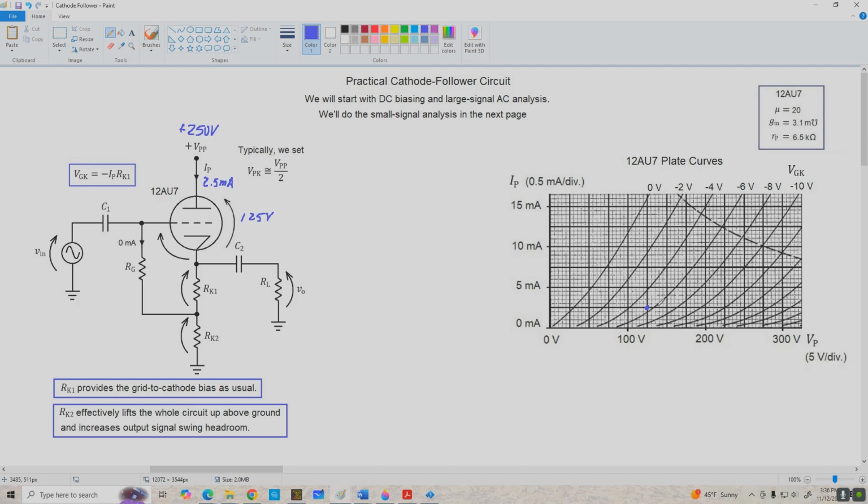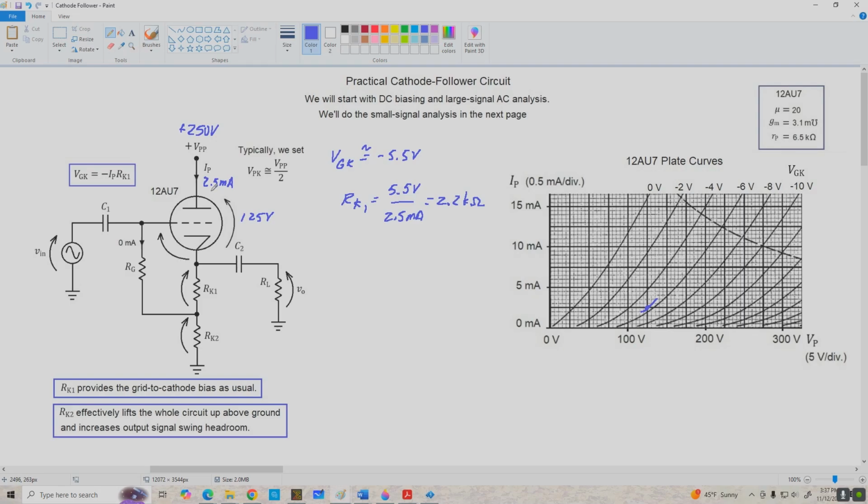And to estimate our grid to cathode voltage, well, let's see, it's a little bit past -5, so I'd call that -5.5 volts. So let's estimate VGK is approximately -5.5 volts. And now using this value in IPQ, we can find RK1. R sub K1 is going to equal 5.5 volts divided by 2.5 milliamps, which is 2.2 k ohms. That's a standard value, so that works out perfectly.